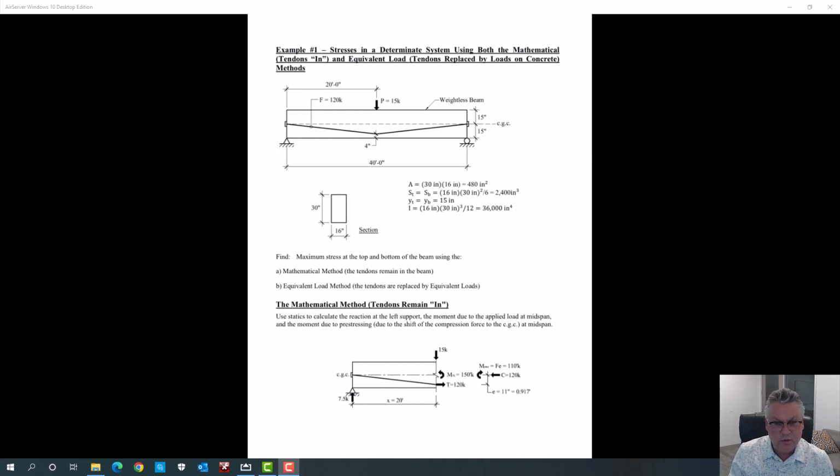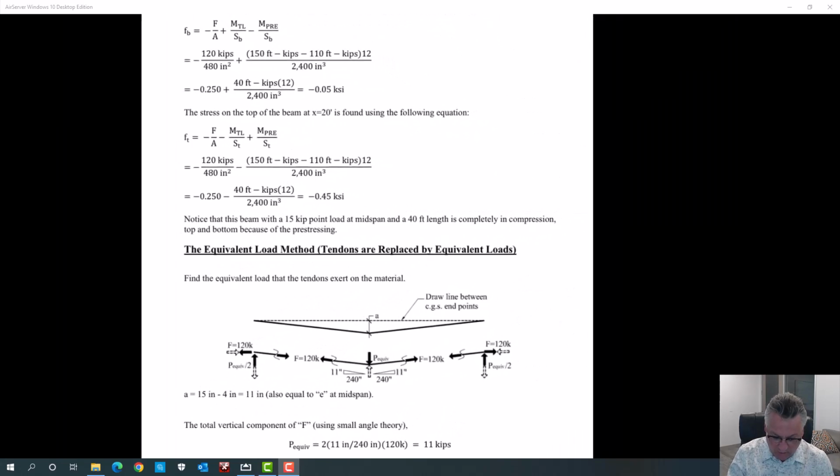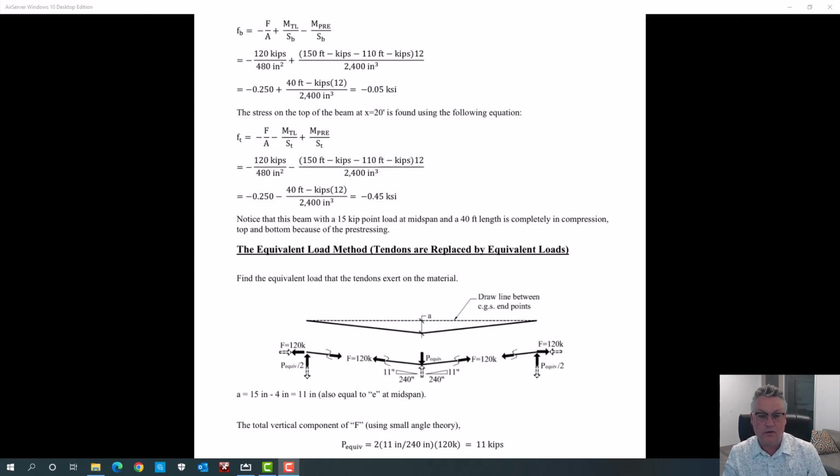So that's what prestressing is doing for us. We can actually create a beam. We can actually create compression throughout the entire system if we choose to do so. Now that wasn't too difficult.